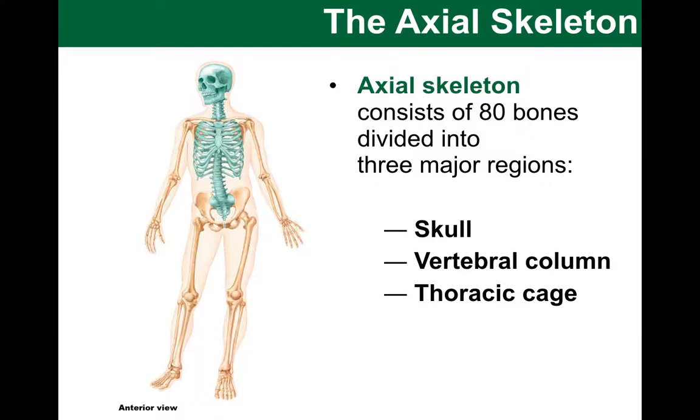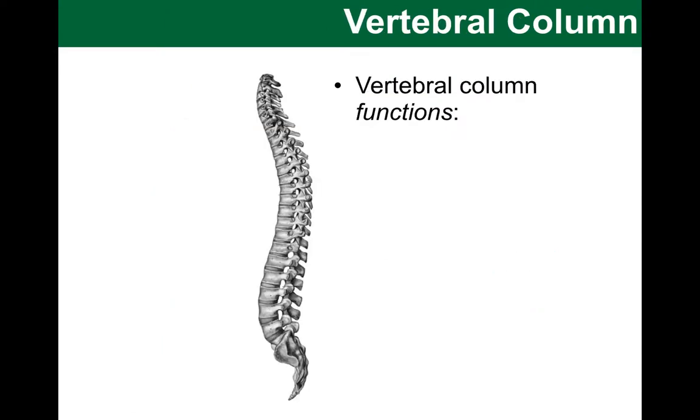So last time we already saw this slide which shows us the three major parts of the axial skeleton. And next we will be focusing on the vertebral column. Sometimes you might see the structure being called the spine or spinal column. Let's start by asking, why do we have this structure?